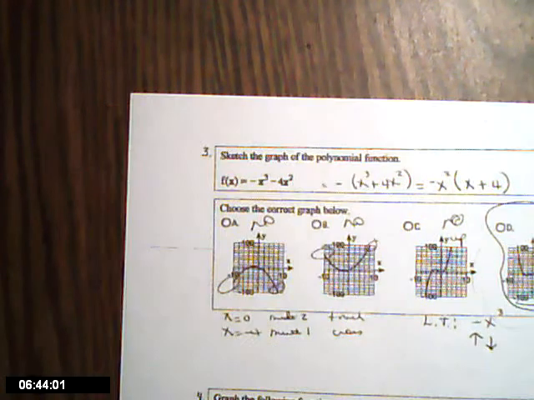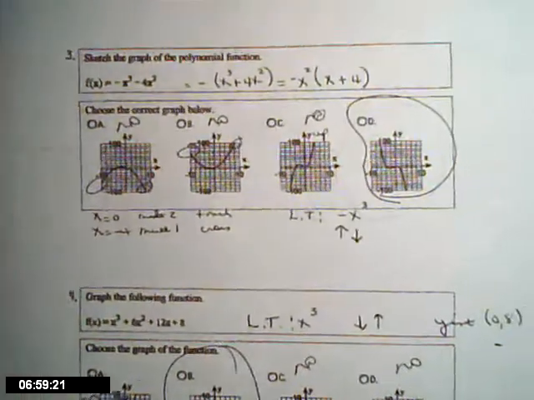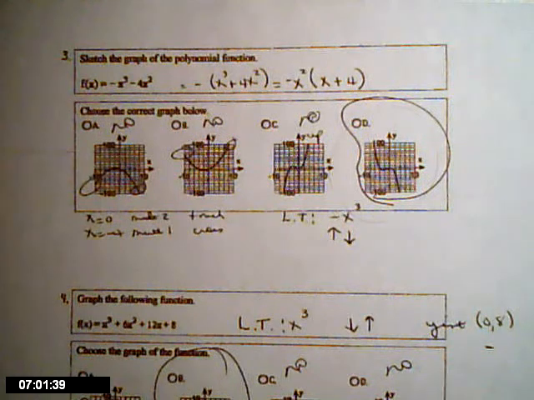I think you're going to find that if you use your leading term test, and if you know about the multiplicities, whether you cross or touch at an axis, and your y-intercepts, process of elimination will let you choose the complete graph for these. I think you'll enjoy these problems.